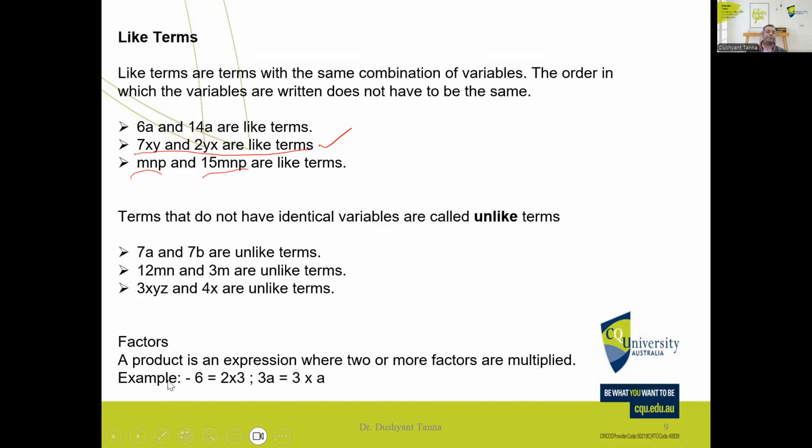Right. A product is an expression where 2 or more factors are multiplied. So what are the factors of 6? 2 and 3. What are the factors of 3a? 3 and a. Who would tell me what are the factors of 8? Anyone? Factors of 8? 2 times 4. Very good. Anyone else? 1 and 8. Very good.